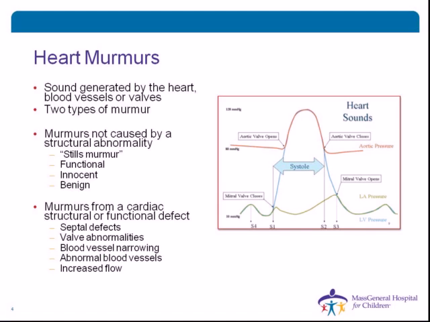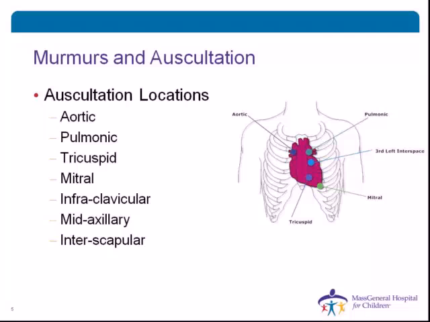The second type of murmur is a murmur that is from a cardiac structural or functional defect. This includes septal defects, valve abnormalities, blood vessel narrowing or obstruction, the presence of abnormal blood vessels, and increased flow across a vascular structure or valve. We sometimes refer to these as pathologic heart murmurs. Murmurs and auscultation.